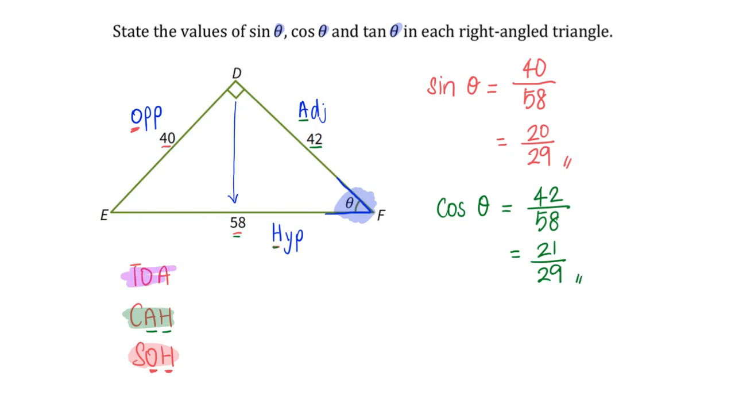And the last ratio would be my tangent ratio, where it will be opposite, which is 40, divided by my adjacent side, 42. Again, do leave your answers in the simplest form, 20 over 21. With that, we have come to the end of this question. Let's stay tuned for more questions on this particular topic on trigonometry.